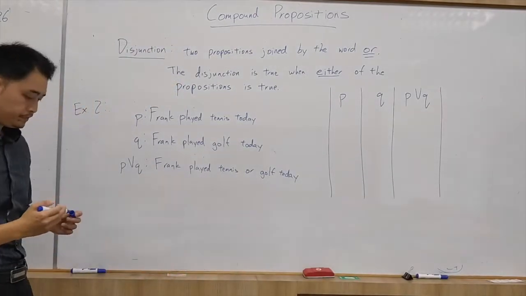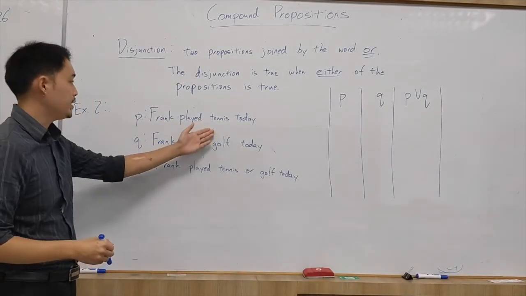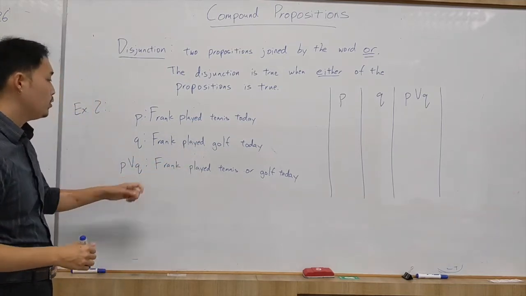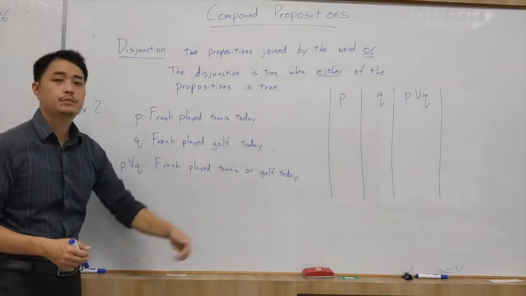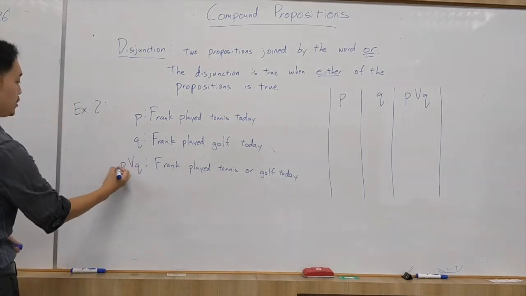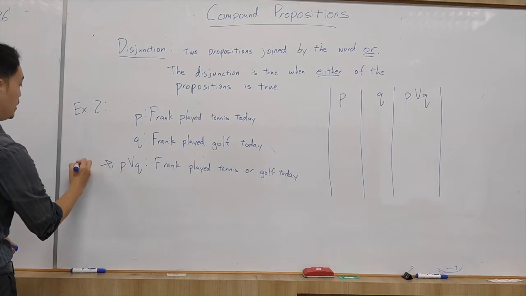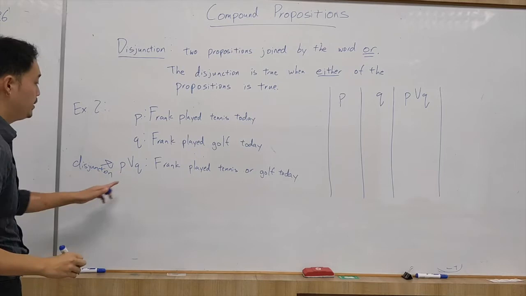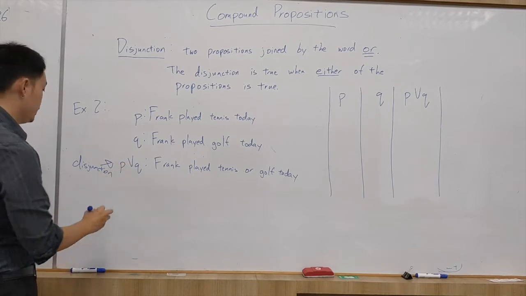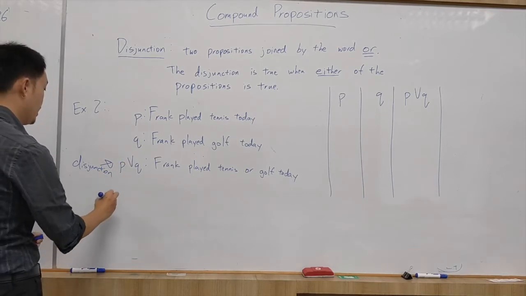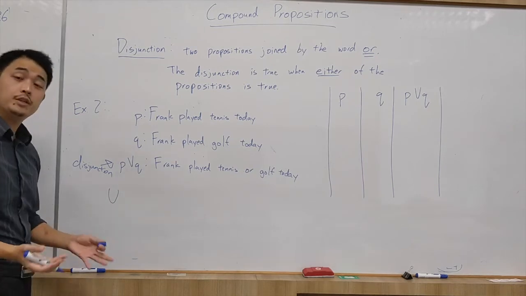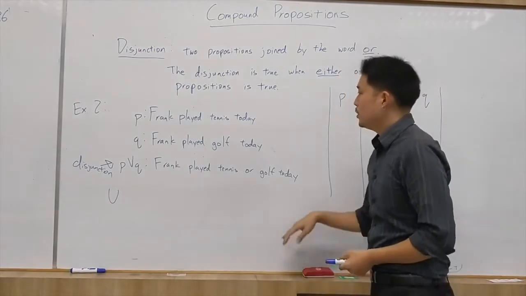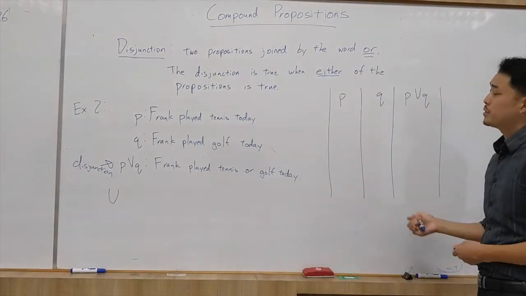So here's an example. We have P: Frank played tennis today. Q: Frank played golf today. And P or Q: Frank played tennis or golf today. This is a disjunction symbol, as you can see, and this V symbol looks a lot like the union symbol in sets. It basically functions the same way as an or statement. So let's fill out the truth table for this.